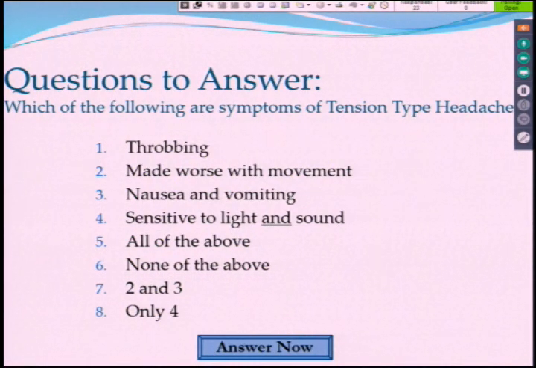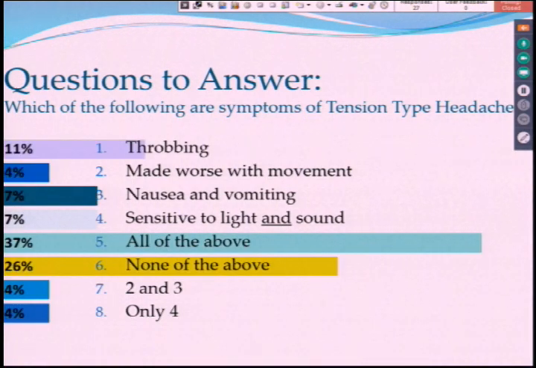And the audience says all the above. The correct answer here is none of the above. So light and sound sensitivity can be associated with tension type headaches, but you can have only one or the other. You can't have both. And means both. So if you have light and sound sensitivity, it's a migraine. If you have a throbbing component, it's a migraine. If it's made worse with movement and general activity, it's a migraine.